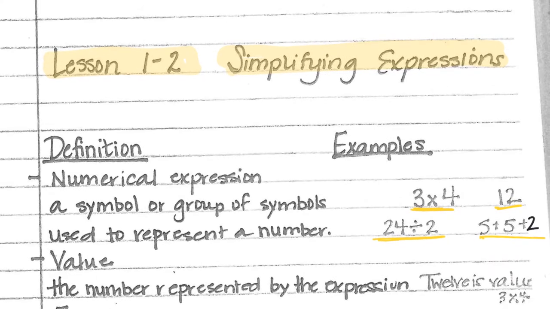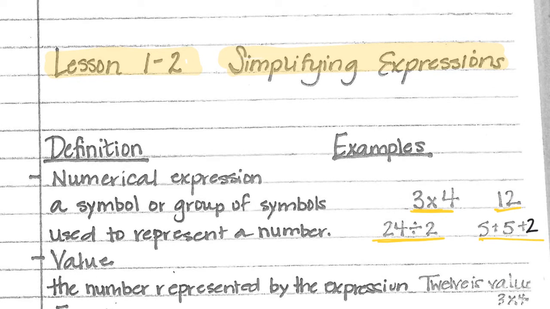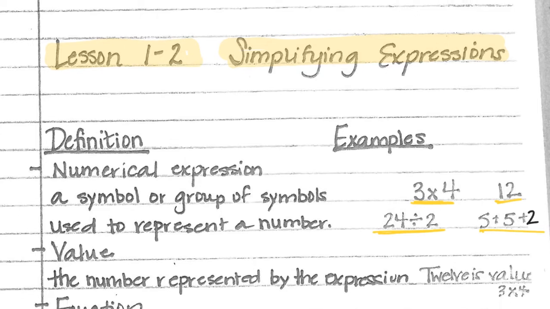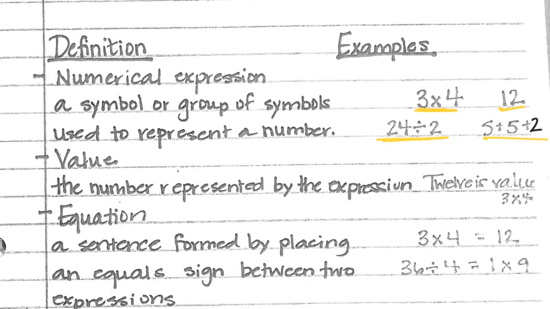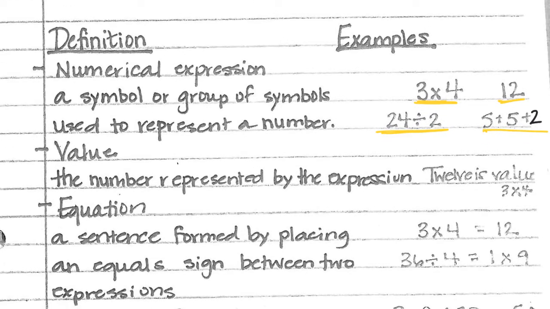A value is a number represented by the expression. 12 is the value of 3 times 4. Next definition. Equation. An equation is a sentence formed by placing an equal sign between two expressions. 3 times 4 is 12. 36 divided by 4 is equal to 1 times 9.